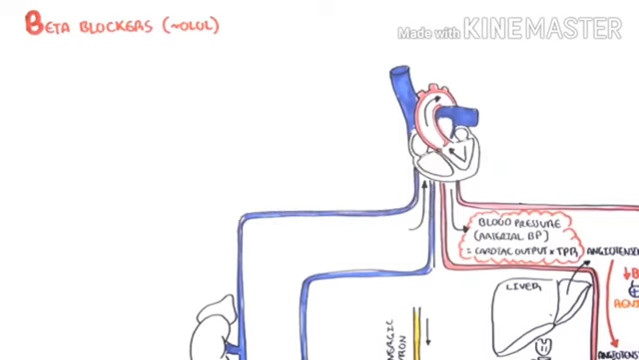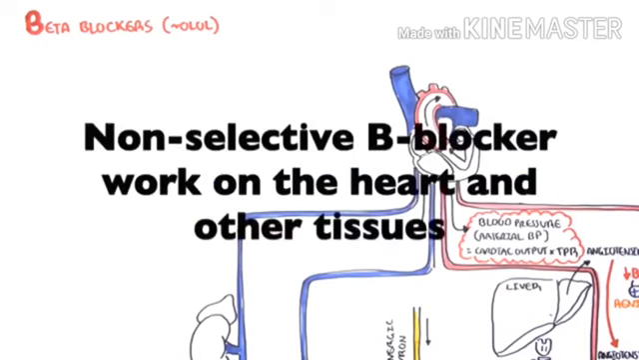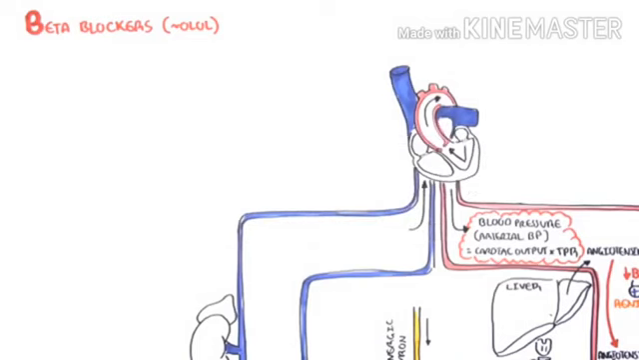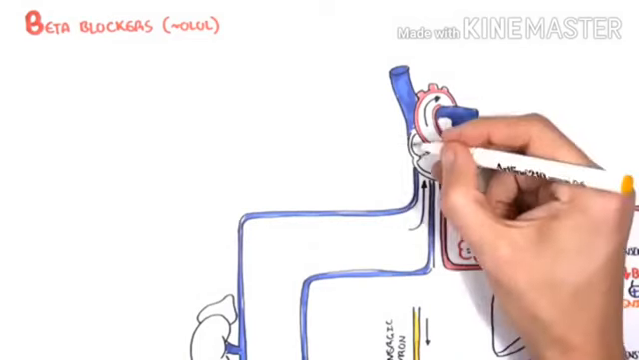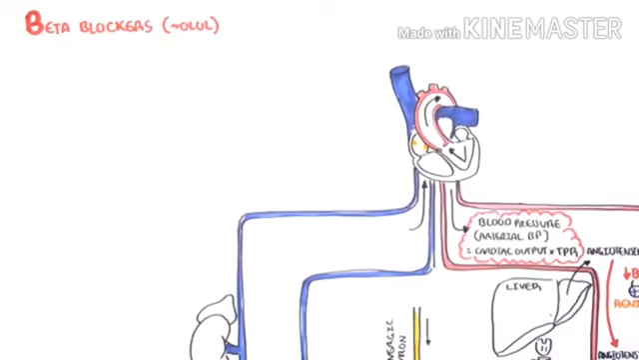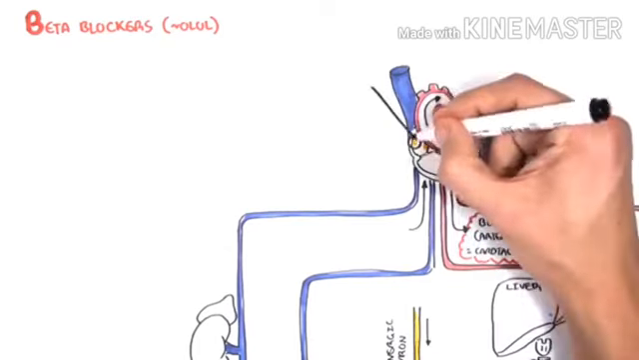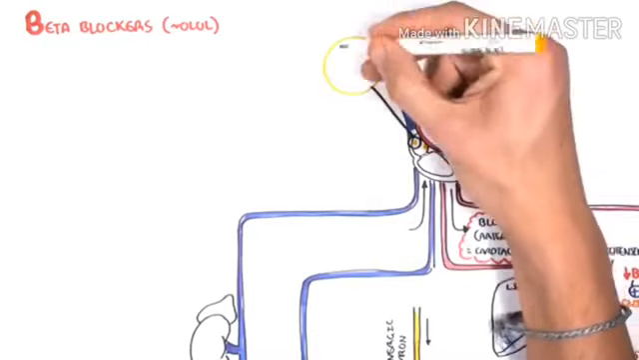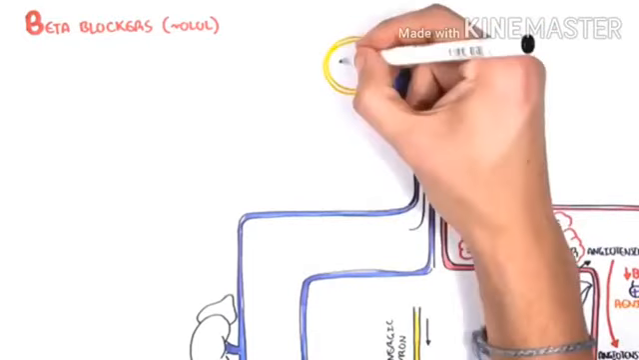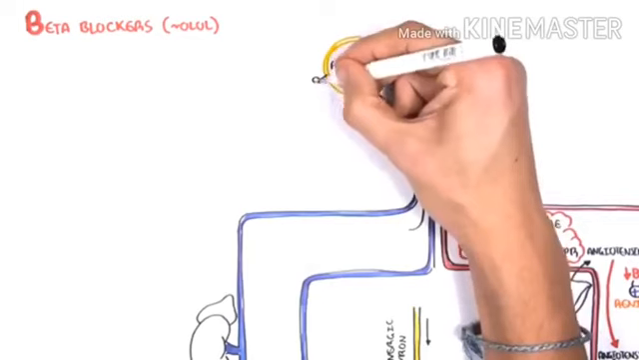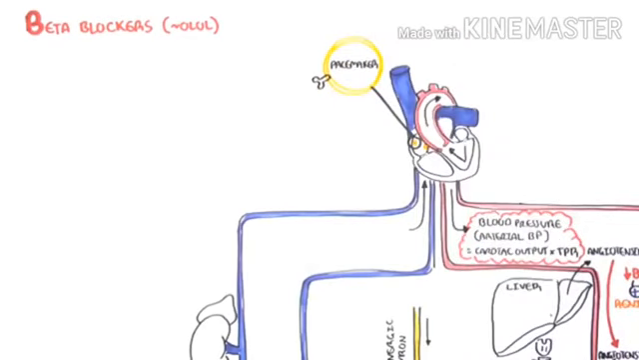The non-selective beta blockers work on the heart as well as on other tissues, so thereby they produce side effects. So let's just focus on the heart first. The right atrium of the heart shows pacemaker cells. These pacemaker cells are responsible for maintaining the heart rate. The pacemaker cells include the SA node and the AV node.